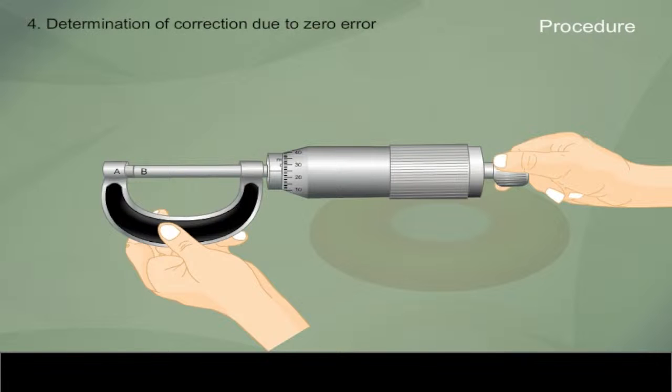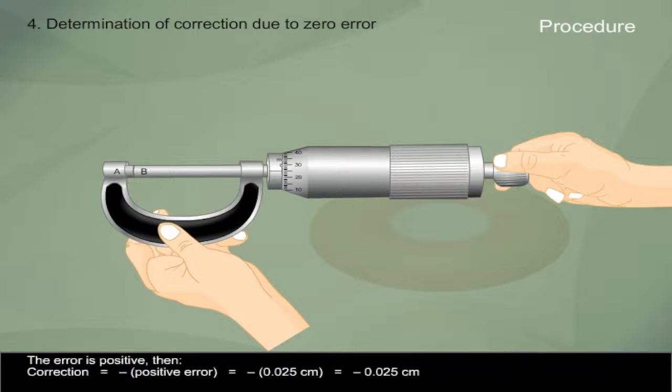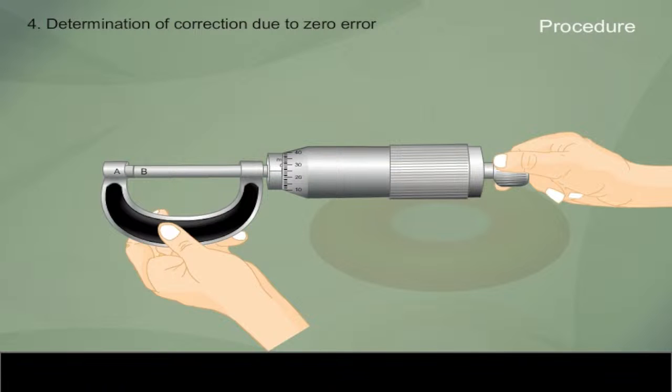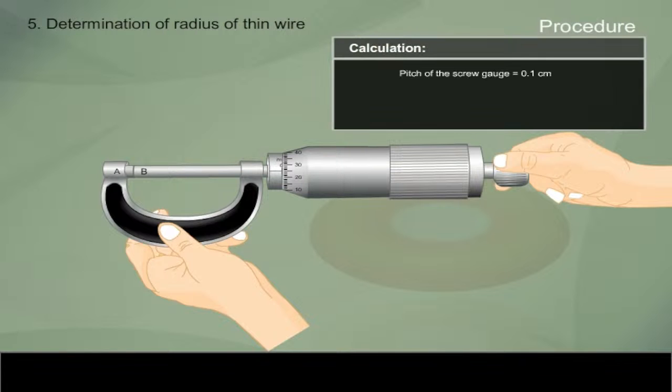4. Determination of correction due to zero error. The error is positive: 25 into 0.001 centimeter is equal to 0.025 centimeter. Correction is equal to minus positive zero error is equal to minus 0.025 centimeter.